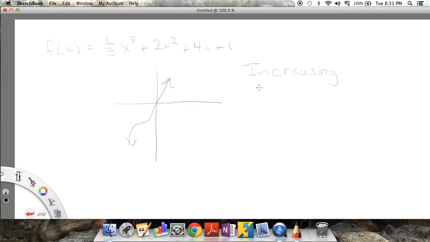We also can say that this function is 1-to-1. If we put some horizontal lines in here, we're never going to cross the function more than one time. So it's 1-to-1. Every x value has a unique function value.